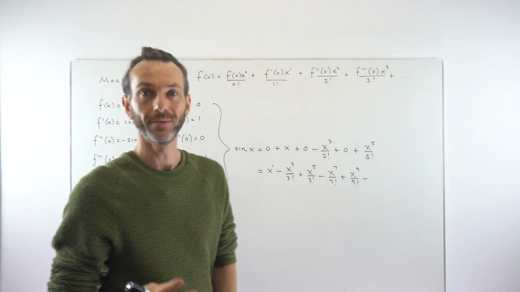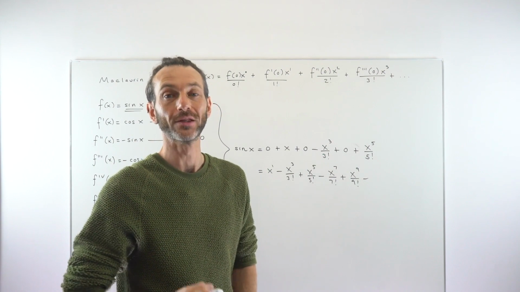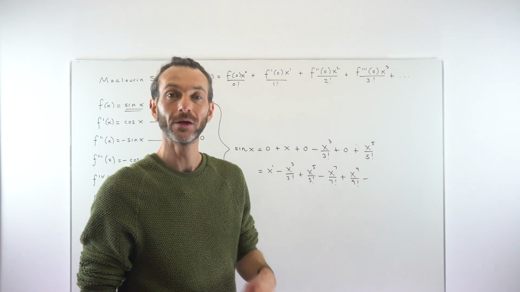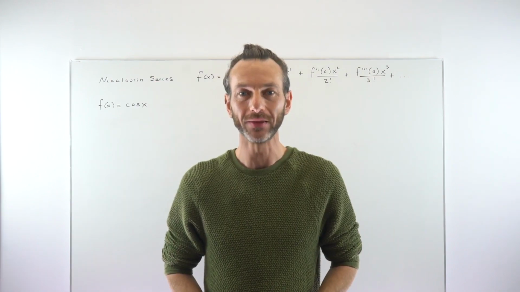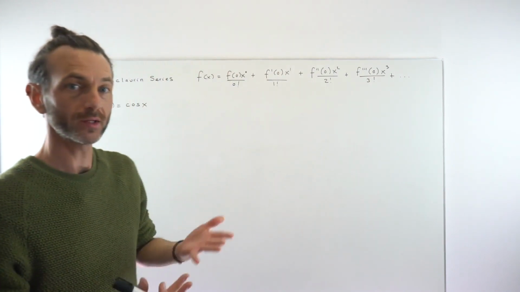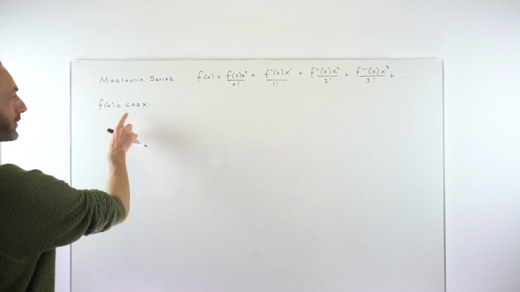We need the same thing for cosine x, and we need the same thing again for the exponential function. So let's just crack on with those next. So we need to make the Maclaurin series for cos x, just in the same way we made the Maclaurin series for the sine function.